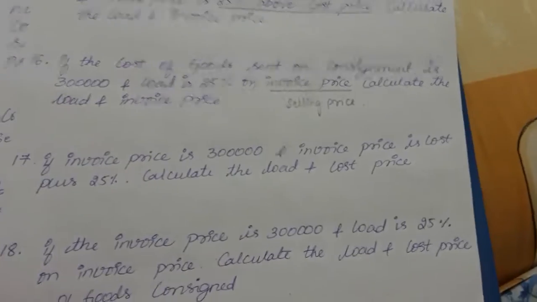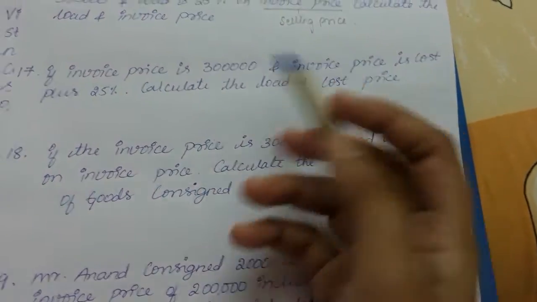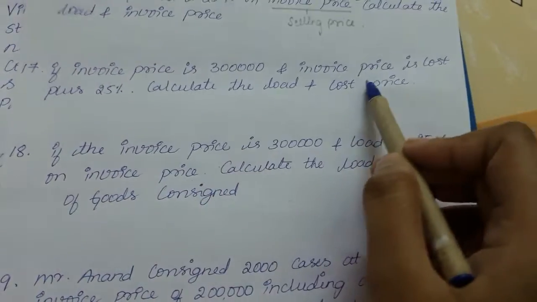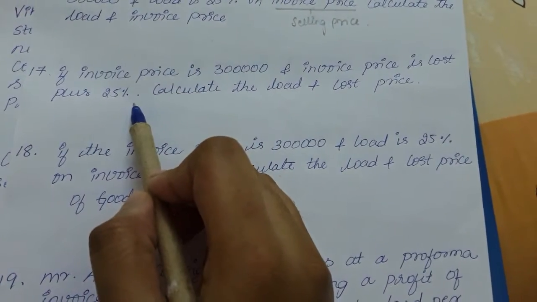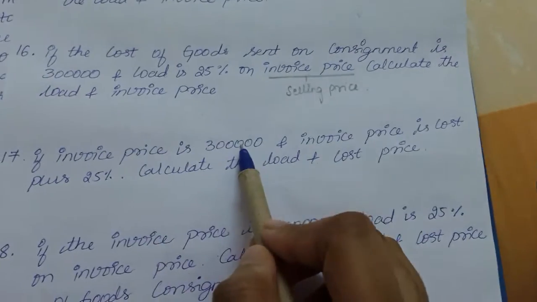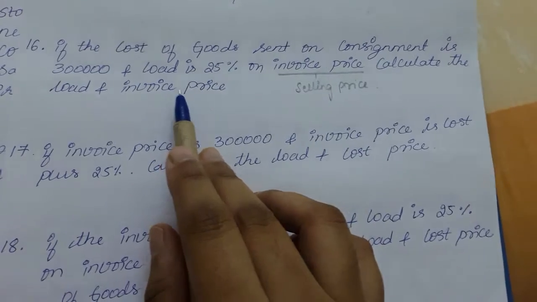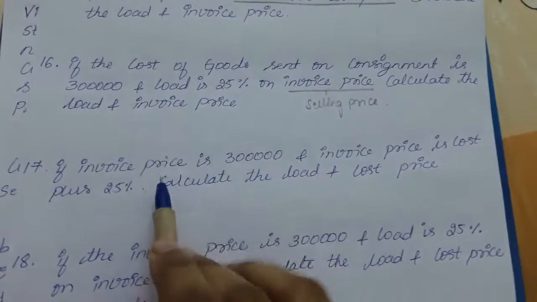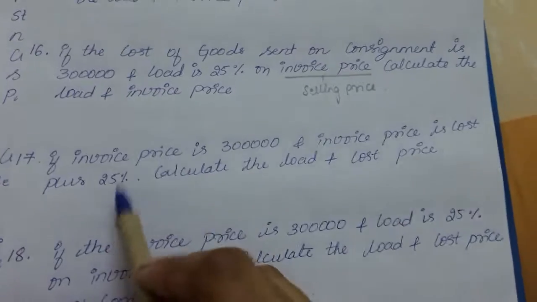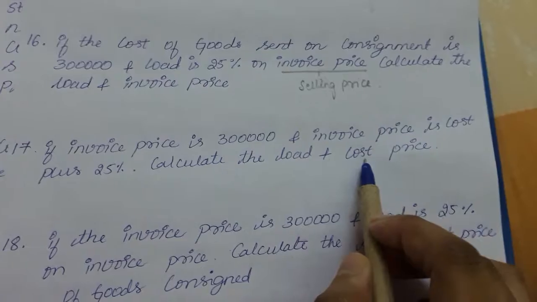Understood? Okay. So next, coming on to the next problem, that is problem number 17. Invoice price is 3 lakh and invoice price is cost plus 25%. Calculate load and cost price. Here they have given only the invoice price. In the previous sum we were calculating the invoice price, that is cost plus profit. But here they have given the invoice price and also the profit. Now we are supposed to calculate load, that is the profit amount, and also the cost price.